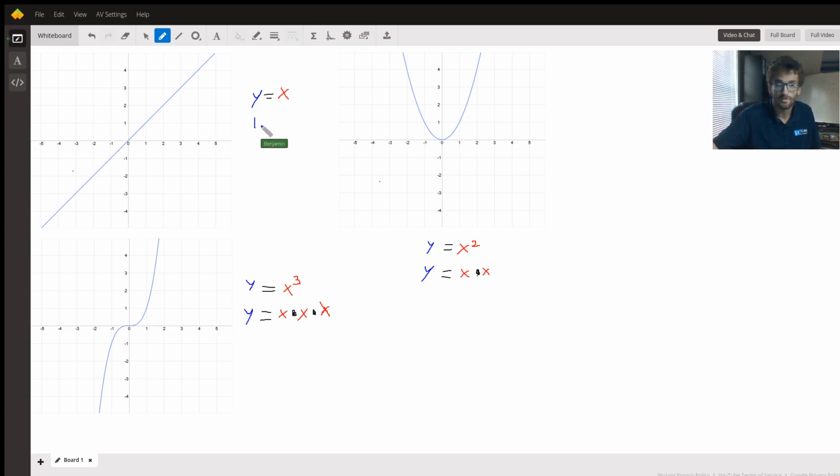So I'll just do 1 in red here, 1. And it goes up in a straight line. This is called a linear function. These are called functions.